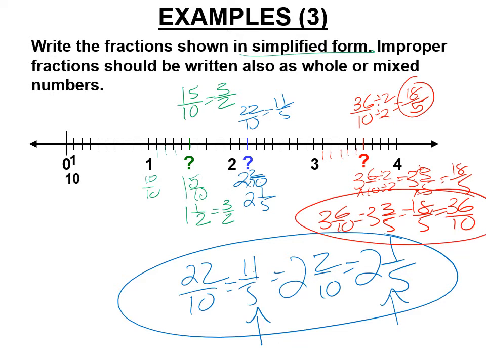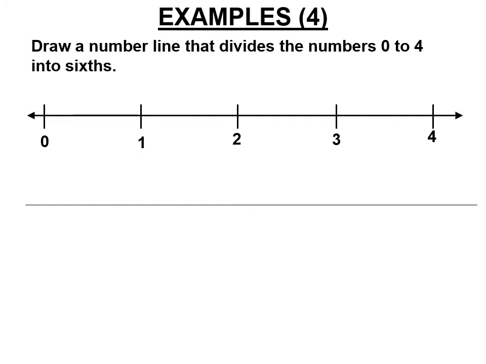All right, so that was with 10. So now it says divide the number line into 6. All right, so to make 6, we're going to need 5 evenly spaced marks. The 6th one makes one whole. So let's try to do that.